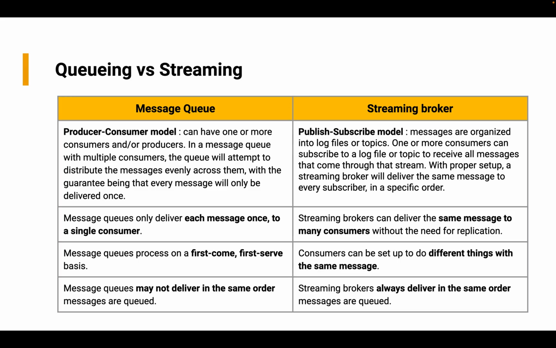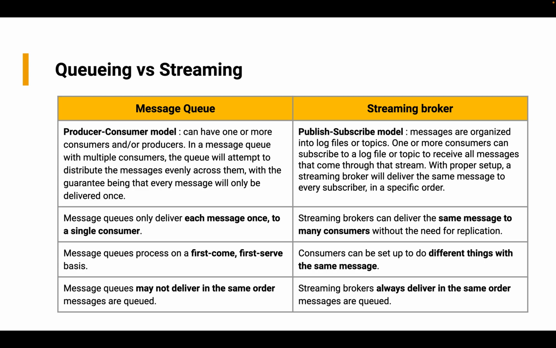Once it comes to queuing versus streaming, the fundamental difference between these two is the way they operate. The message queue is a producer-consumer model, so you can have one or more consumers and producers in a message queue. Multiple consumers actually start listening once the data arrives. The guarantee is that the message will be delivered only once.